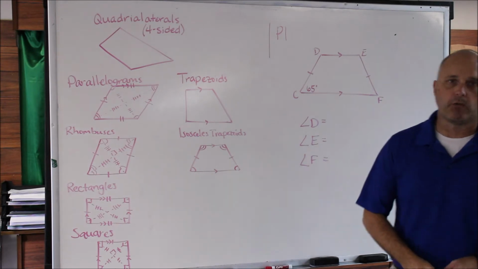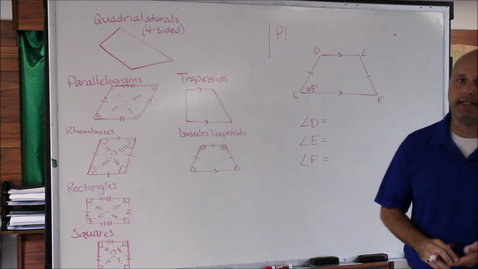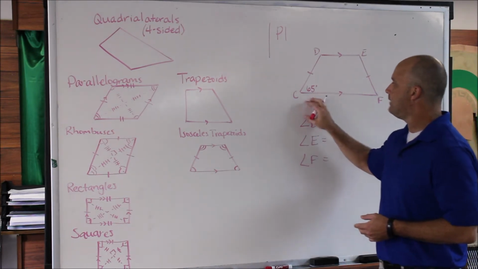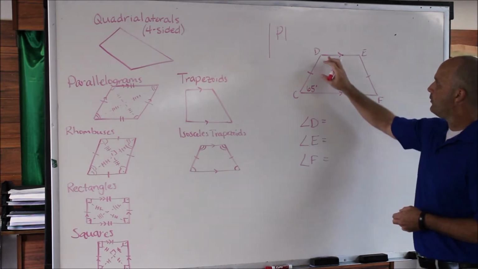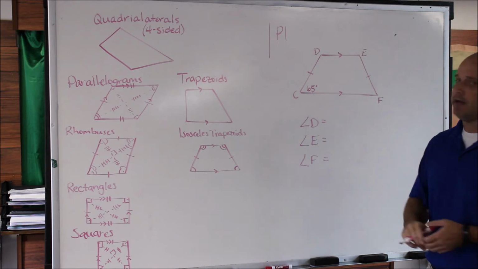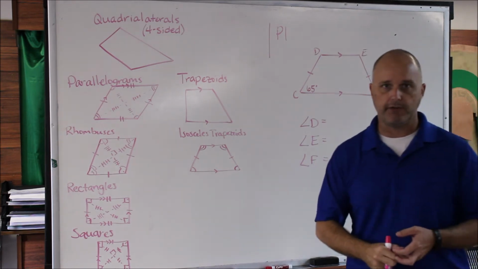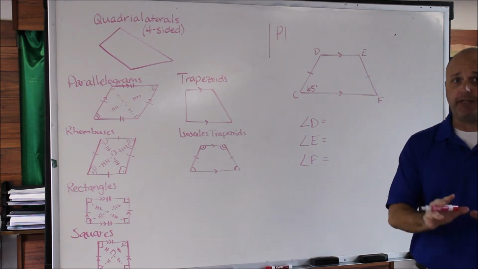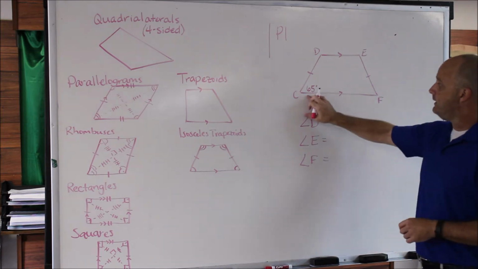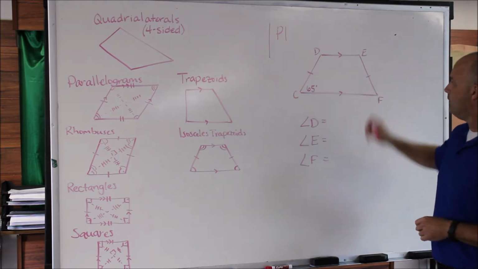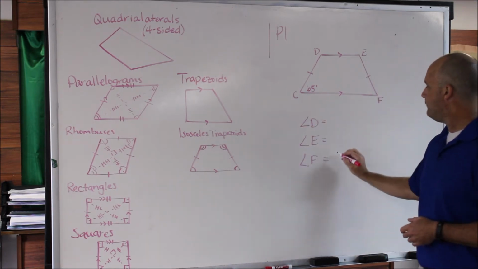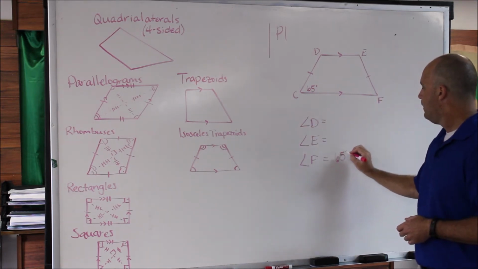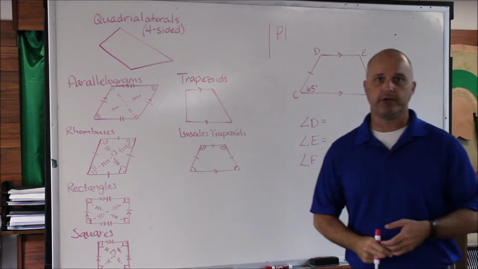For problem number 1, we're given that quadrilateral CDEF is an isosceles trapezoid. And what we want to do is figure out the measures of angles D, E, and F, given that C is equal to 65 degrees. So let's start with the easiest one. Since C is a base angle with angle F, we know that they have to be congruent. So if angle C is 65 degrees, then angle F also has to be 65 degrees.